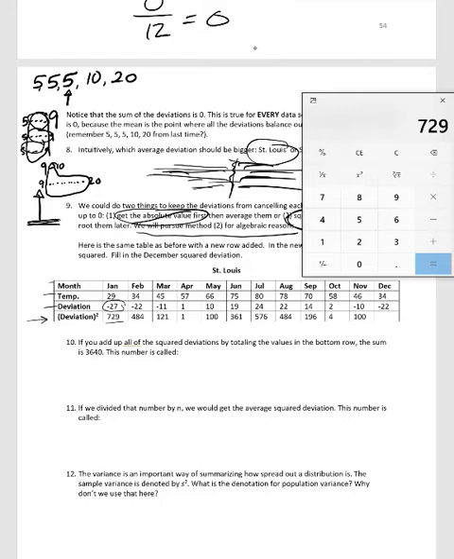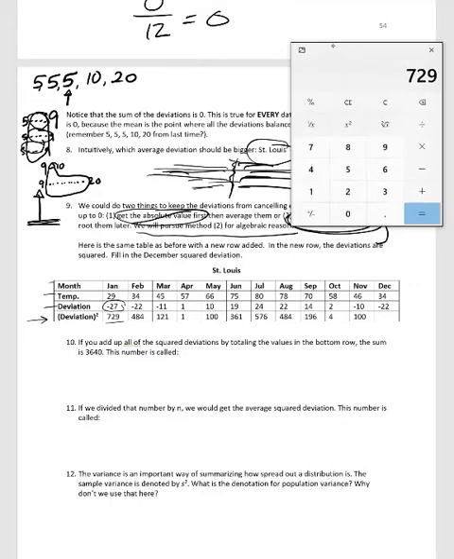So go ahead, take a moment. Let's fill in December. I want you to feel like you're doing something too here, right? Let's take a moment, fill in December. What is negative 22 squared? Hopefully you got 484. If you were looking over here, you could have seen that answer was already over there.